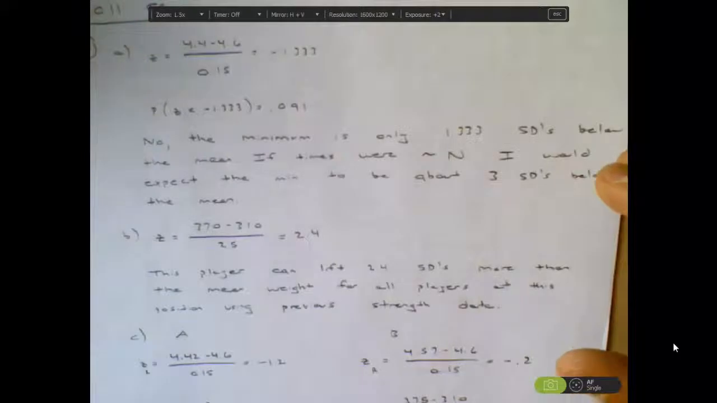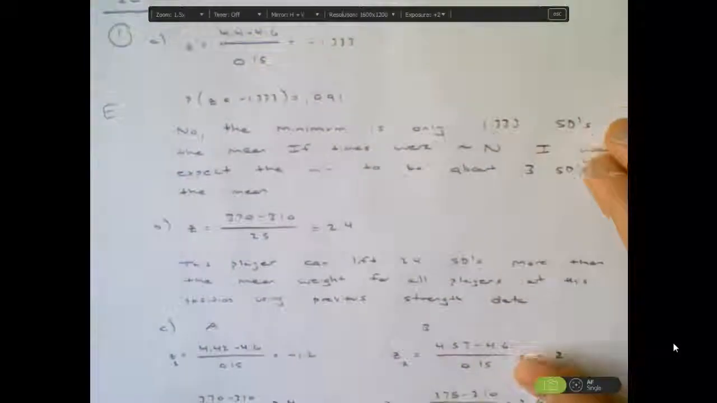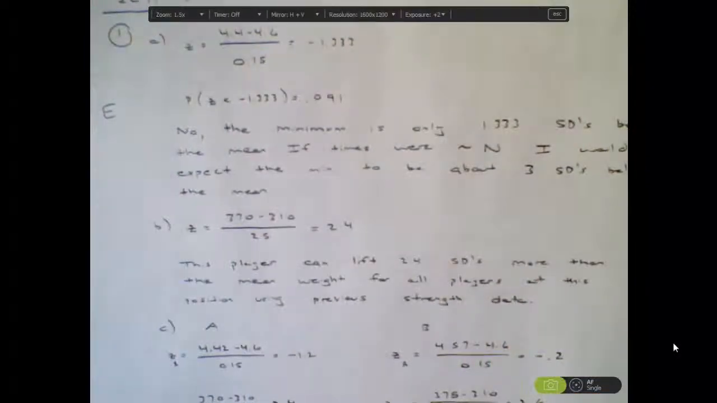We would expect if it was approximately normal, that minimum would be about 3 standard deviations below the mean. So I answered no, and I have a reasonable explanation. This would earn essentially correct. Part B. In Part B, we're asked to calculate and interpret a z-score for this player.